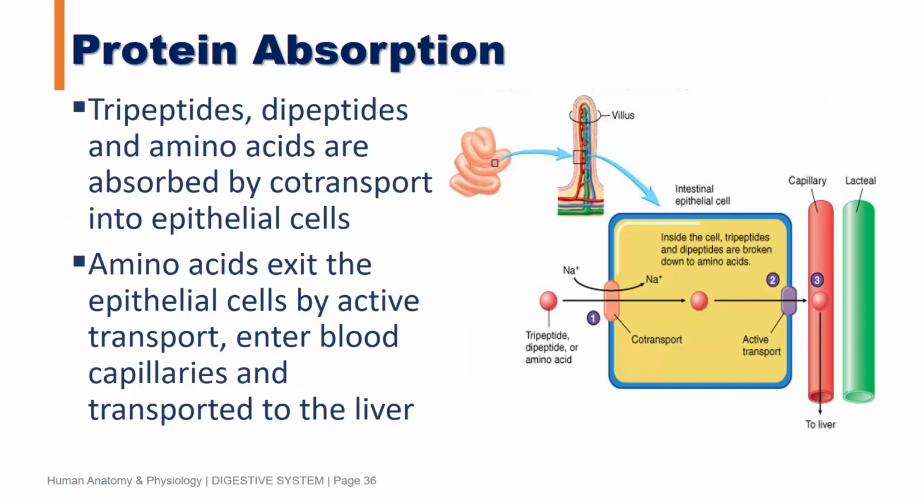Then the chicken that you had, for protein absorption. You have the tripeptides, dipeptides, and amino acids absorbed by co-transport into the epithelial cells. Co-transport. So you have sodium again, just like the first one on carbohydrates. Okay? Then amino acids exit the epithelial cells by active transport, and enter the blood capillaries, which is number 3, and it will go to the liver.